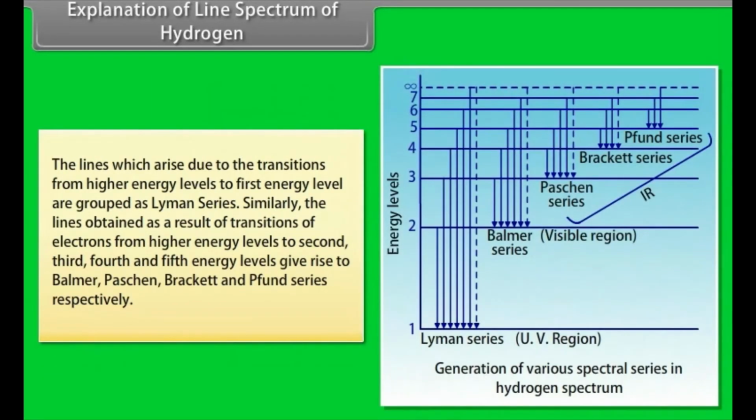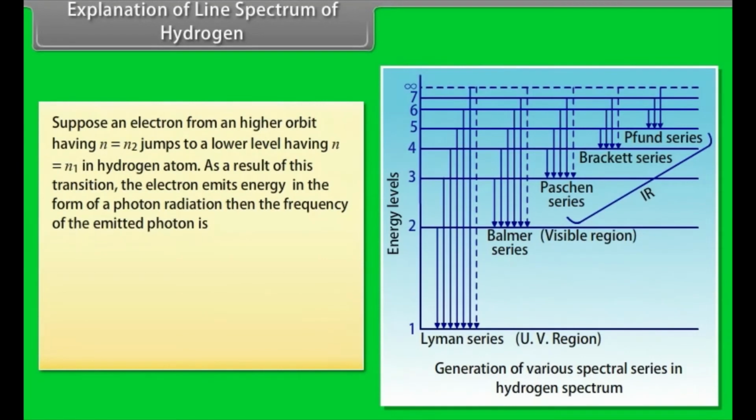The lines which arise due to the transitions from high energy levels to first energy level are grouped as Lyman series. Similarly, the lines obtained as a result of transitions of electrons from high energy levels to second, third, fourth and fifth energy levels give rise to Balmer, Paschen, Brackett and Pfund series respectively. Suppose an electron from a higher orbit having n is equal to n2 jumps to a lower energy level having n is equal to n1 in hydrogen atom.